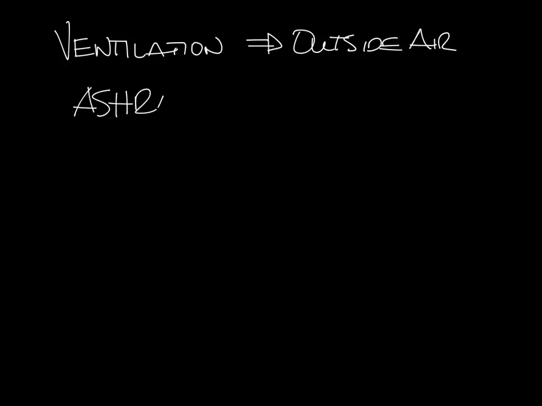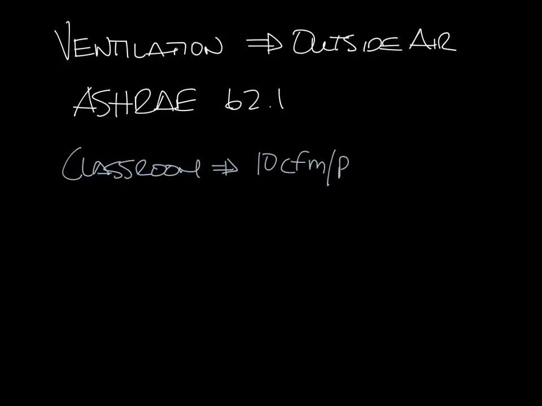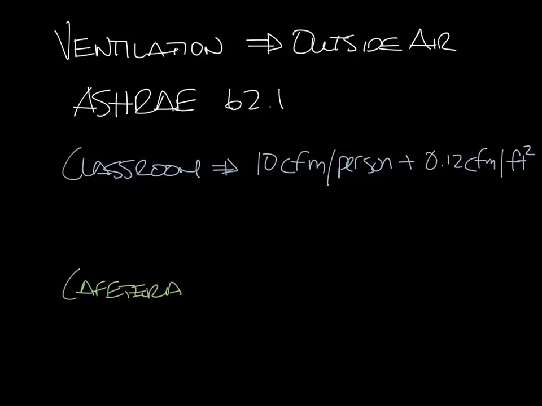ASHRAE Standard 62.1, Ventilation for Acceptable Indoor Air Quality, tells you how much ventilation air you need to bring into a space based on the size and occupancy of the space. For instance, ASHRAE 62.1 says that a classroom needs 10 CFM per person plus 0.12 CFM per square foot, and a cafeteria would need 7.5 CFM per person plus 0.18 CFM per square foot.